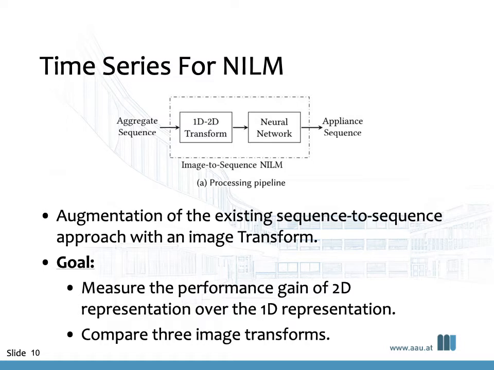To compare these three image transforms, we augmented the well-known sequence-to-sequence pipeline with an image representation in such a way that each input sequence is transformed into its two-dimensional representation before feeding it to the network. Our goal from extending an existing pipeline was first to measure the performance gain of the two-dimensional representation over the one-dimensional representation, and second, to compare these three image transforms on the same setup.